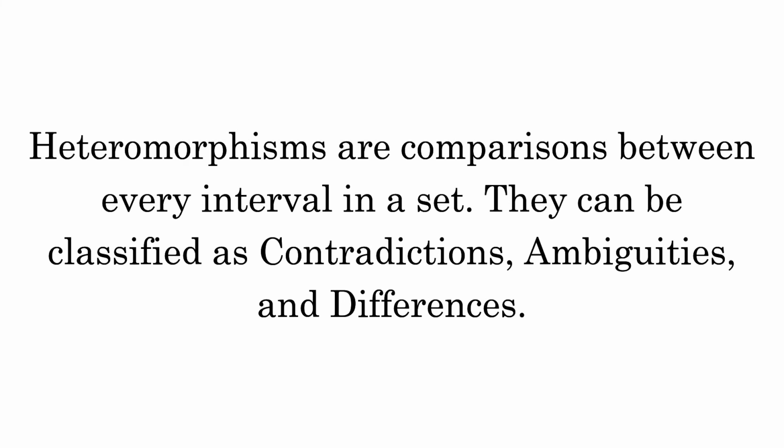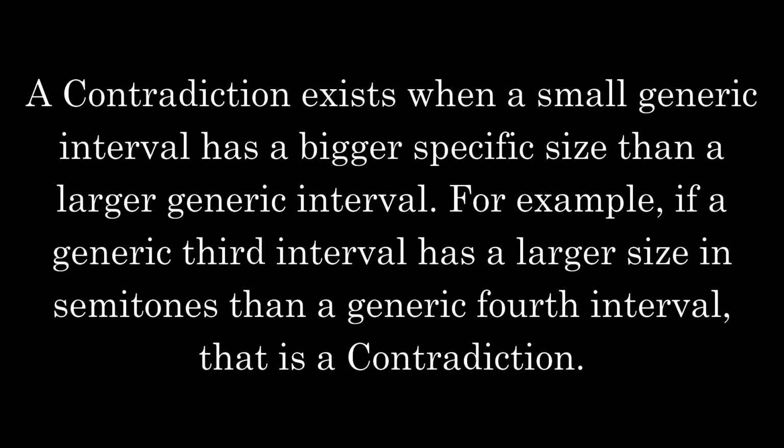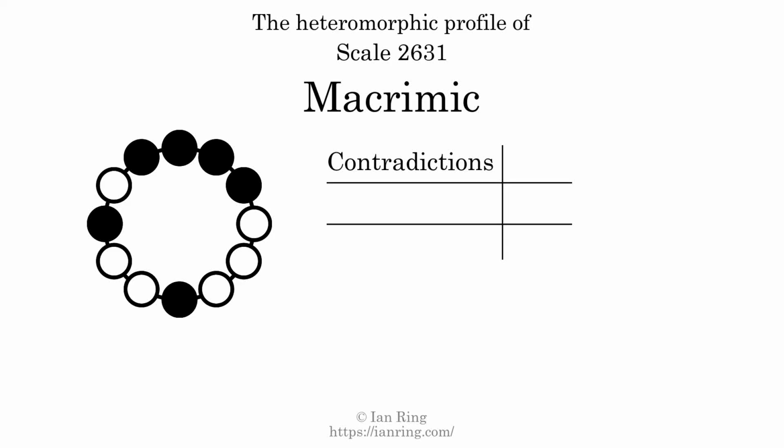They can be classified as contradictions, ambiguities, and differences. A contradiction exists when a small generic interval has a bigger specific size than a larger generic interval. For example, if a generic third interval has a larger size in semitones than a generic fourth interval, that is a contradiction. The number of contradictions in this scale is 29.